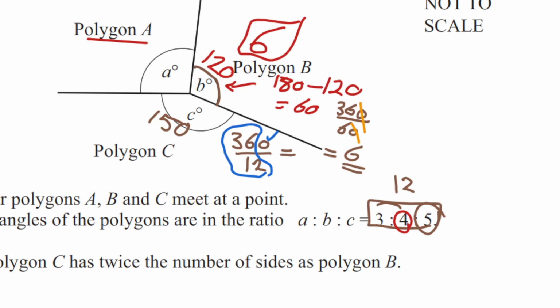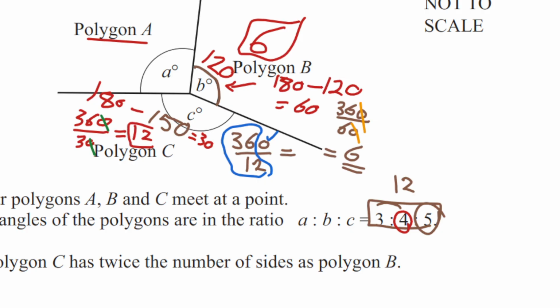Now let's think of polygon C. Since the interior angle is 150, the exterior is going to be 180 minus 150, which is equal to 30. We got the exterior? Yes. What do we do next? We find the number of sides. How do we do that? We do 360 divided by the exterior, which is 30. Cancel these zeros. So 36 divided by 3, which is 12.